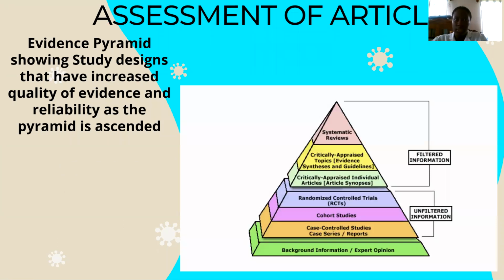So this is an image of the evidence pyramid that shows different study designs that have increased quality of evidence and reliability as the pyramid is ascended. So the expert opinions would have lesser quality of evidence compared to the cohort studies, and the cohort studies would have lesser quality of evidence compared to the randomized controlled trials and so on.